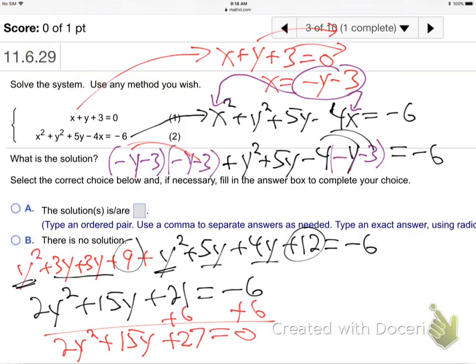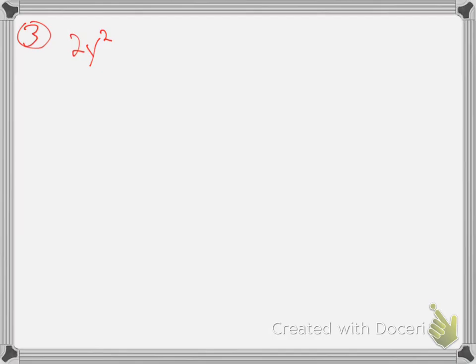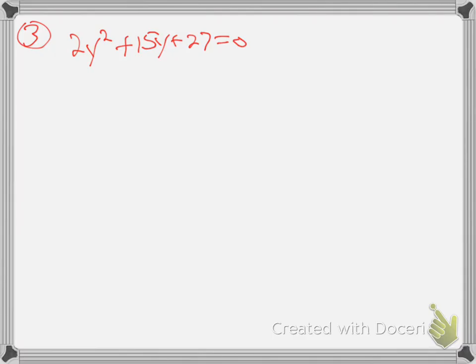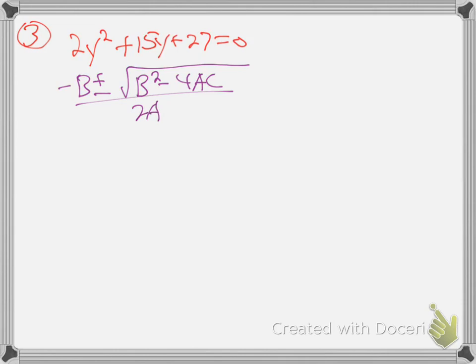So number 3, we're down to 2y squared plus 15y plus 27. I didn't mess up, did I? Did you guys get to there as well? Okay, so now we'll do the quad. You know what I mean by that? The negative b plus or minus the square root of b squared. Definitely put this on your 3x5 card for the next test if you don't have it memorized. Negative b plus or minus the square root of b squared minus 4ac all over 2a. And that's what y will equal.